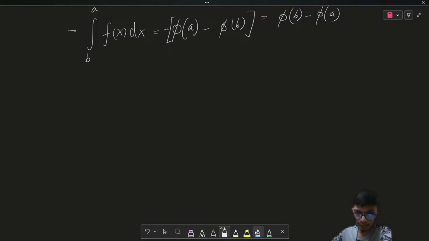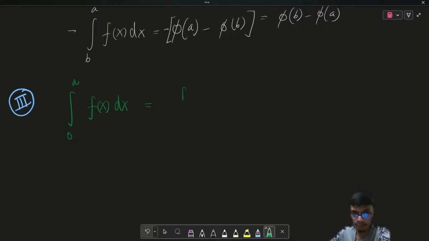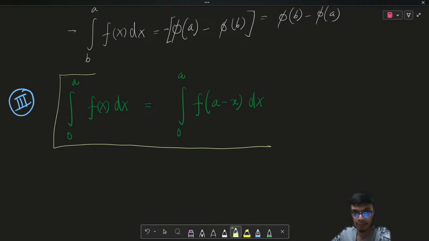So the third property says that if I have an integral, let us first take the basic case, going from x equal to 0 to x equal to a for this function f of x dx, then by this property this can be given as the integral from 0 to a for the same function f of a minus x dx. This is the most important property, my dear students. This is sometimes also called the King's property.